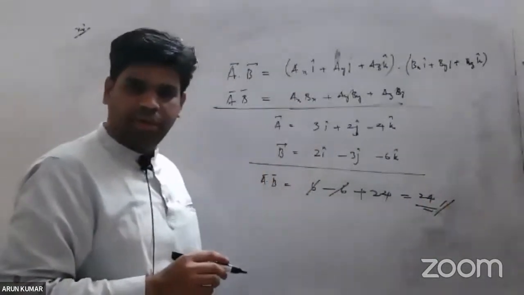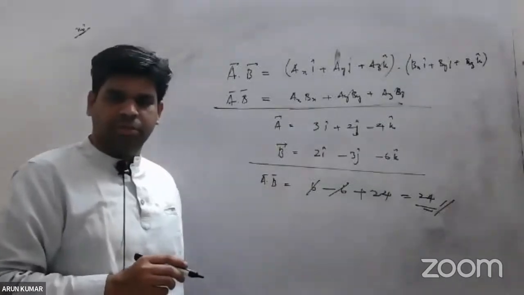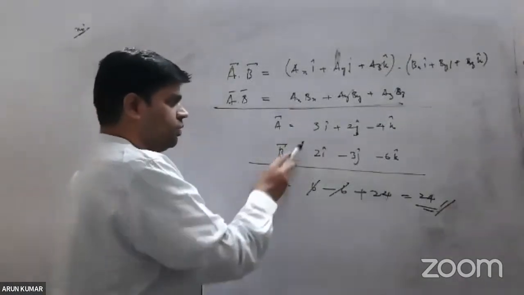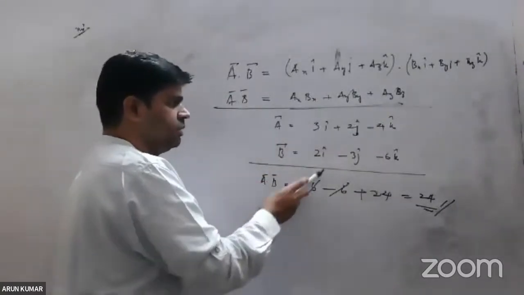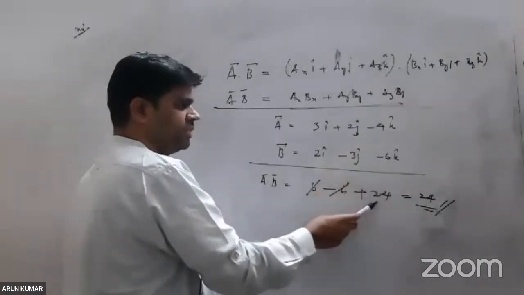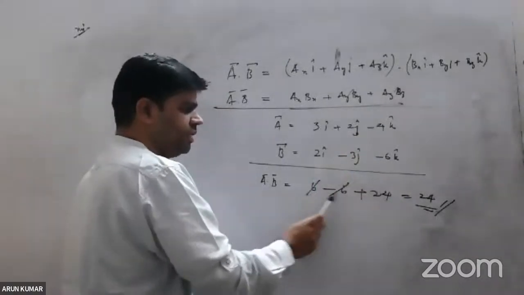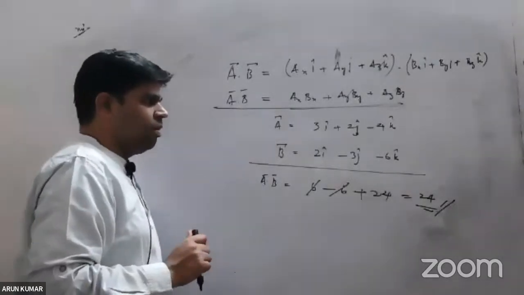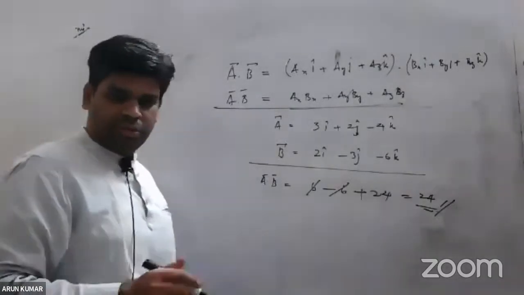Is my voice clear? Yes, sir. All right. Thank you, Gayatri. So 2 into 3 is 6. 2 into minus 3 is minus 6. Minus 4 into minus 6 is plus 24. This gets cancelled out. I get 24 as a result, which is a dot product.